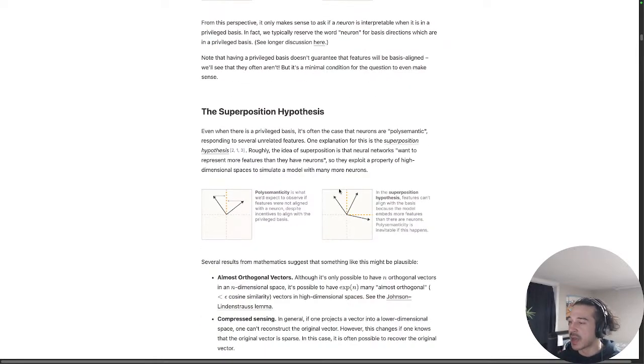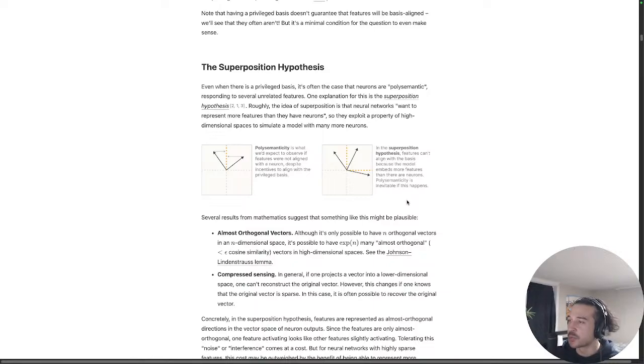The superposition hypothesis. Even when there is a privileged basis, it's often the case that neurons are polysemantic, responding to several unrelated features. One explanation for this is the superposition hypothesis.